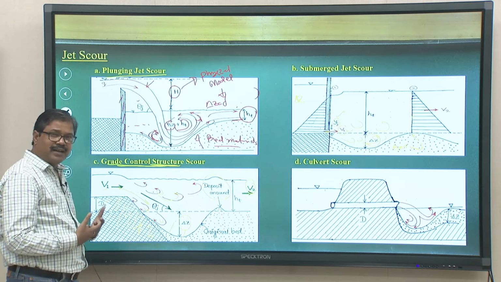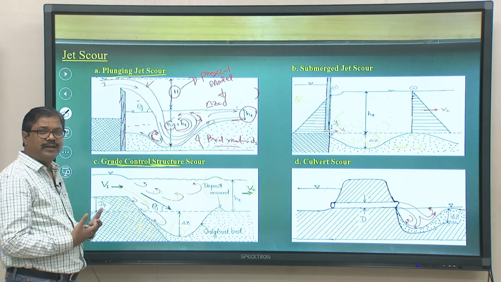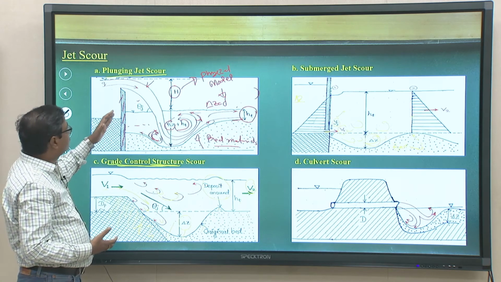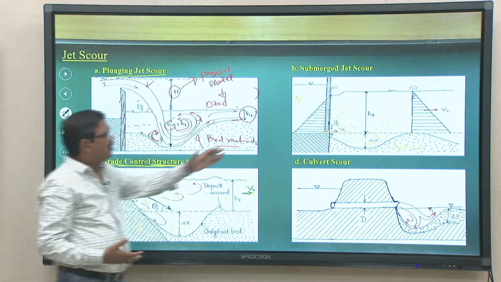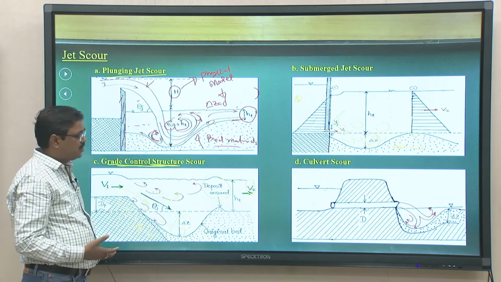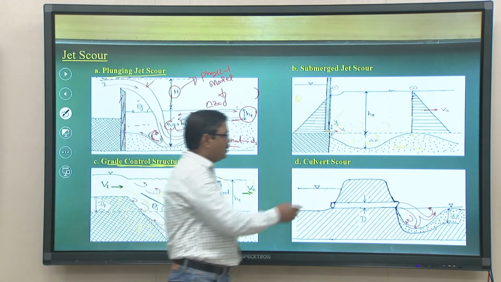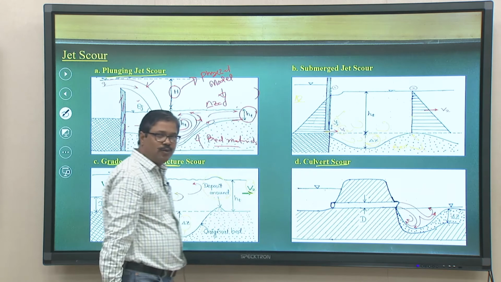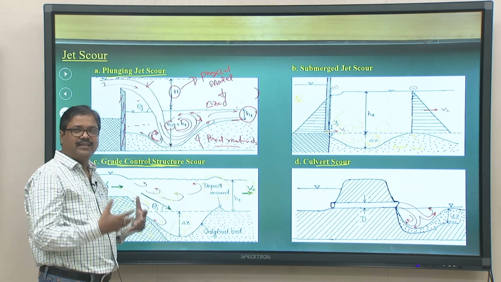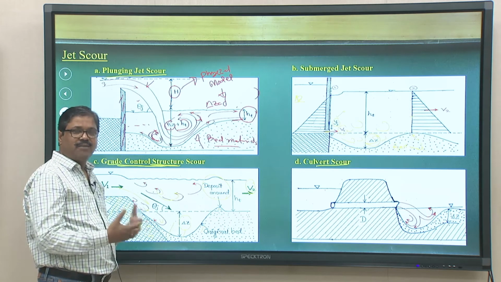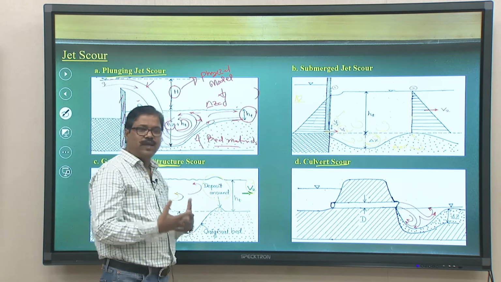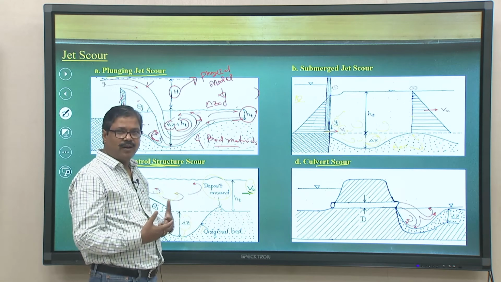Those empirical equations are really necessary for us to know how we can effectively design hydraulic structures like a weir, or a gate with a sluice gate, or graded control structures, or you can talk about culverts. Many times we do not bother about culvert scours, but culverts also have scour during stream flood events. During stream flood events, you can have the scour depth.